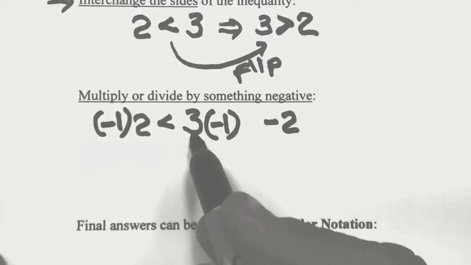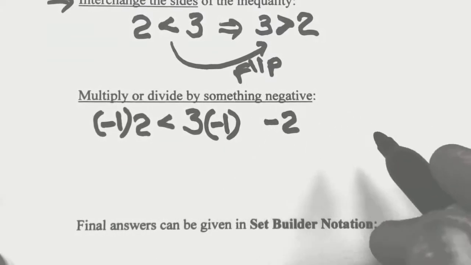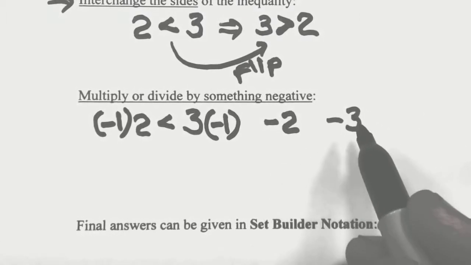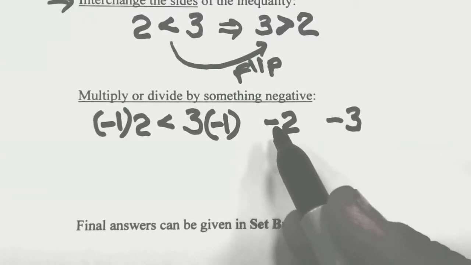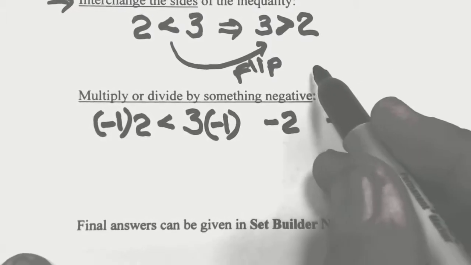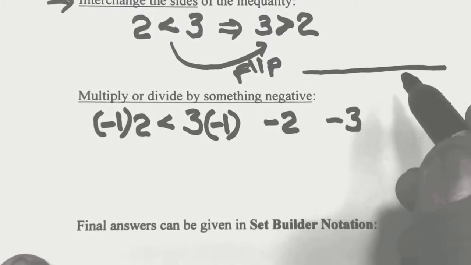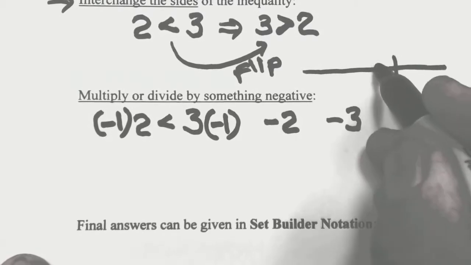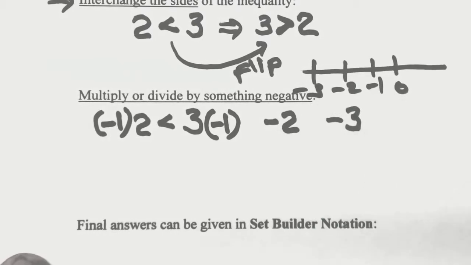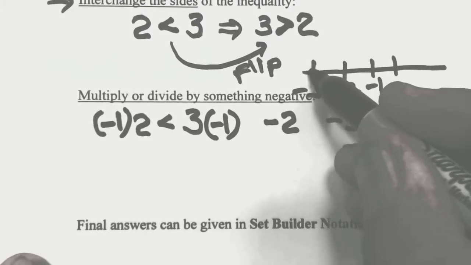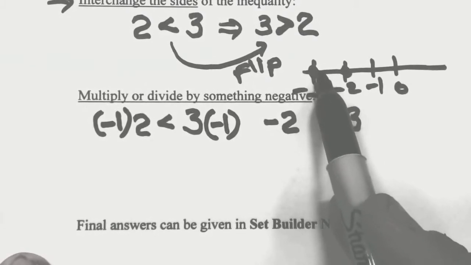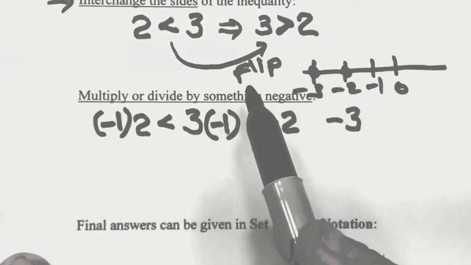And on the right side over here, I've got 3 times -1, which is -3. Now, remember that -3 is smaller than -2. -3 is to the left of -2 on the number line. Let's just draw a little number line up here to remind you about this. Here's 0, here's -1, here's -2, and here's -3. So if we are comparing -3 and -2, notice that -3 is further to the left, which means it's smaller.